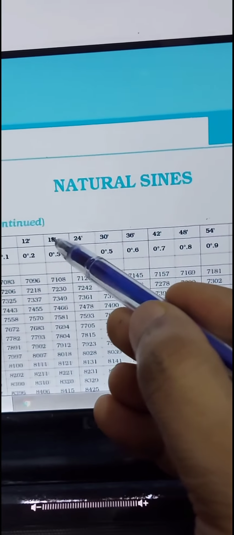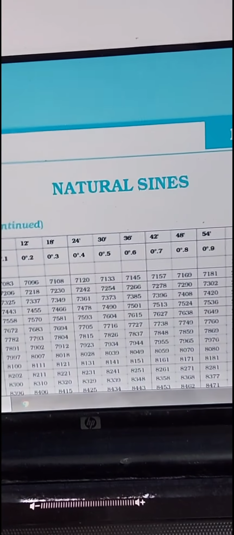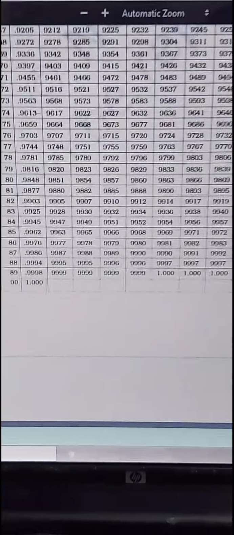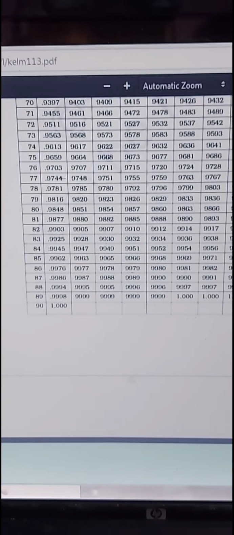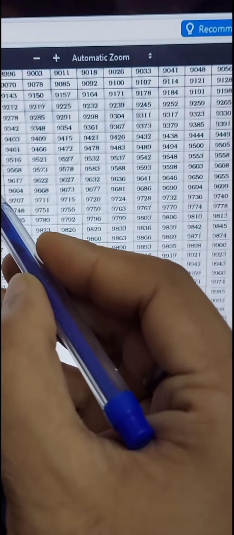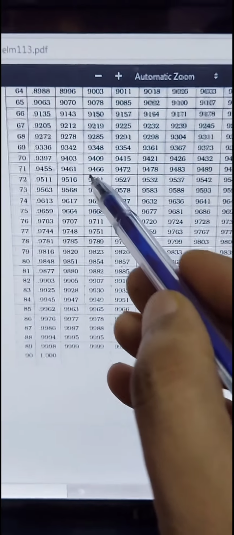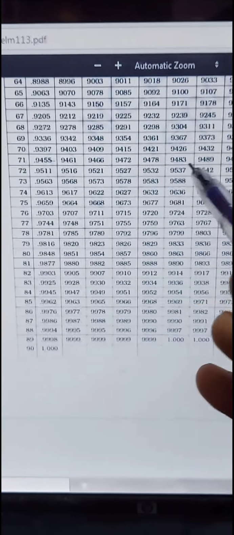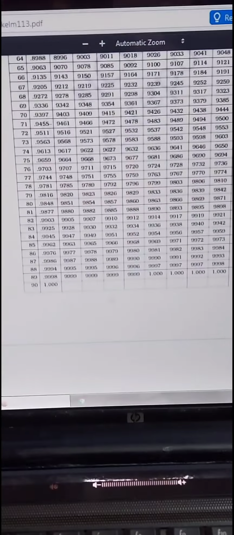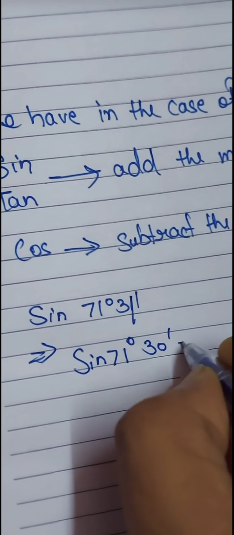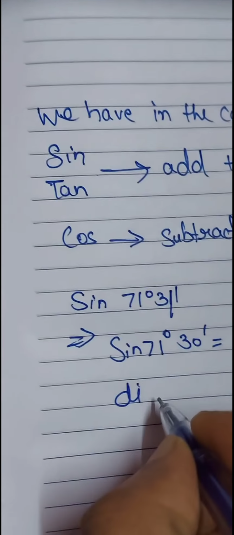So 1, 2, 3, 4, 5, 6, the sixth column. So we will see the value in the sixth column corresponding to the row of 71 degree. So here we have 71 degree, and in the sixth box 1, 2, 3, 4, 5, 6, here we have 9483. So the value of sine 71 degree 30 minutes is 0.9483.